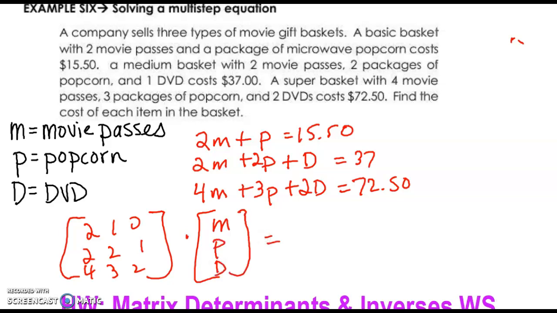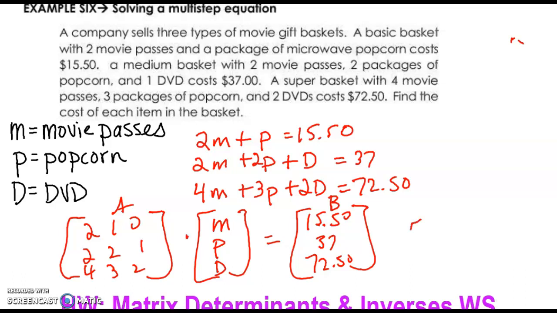And when you multiply that, you should get all the money: $15.50, $37, $72.50. So now you put this in for A in your calculator and this in for B, and then you type in A inverse B. Done. I think we're done.